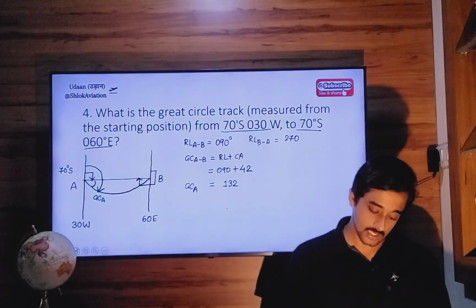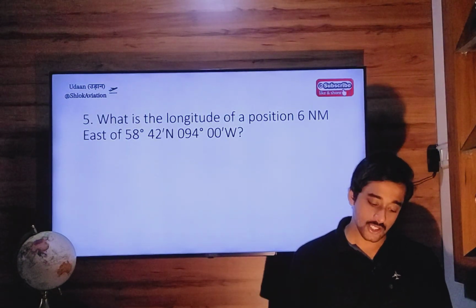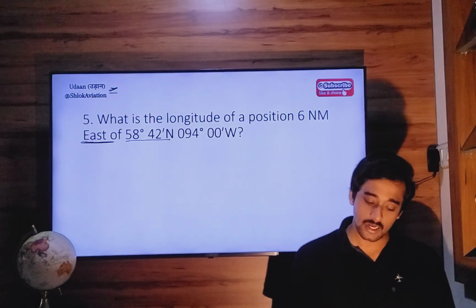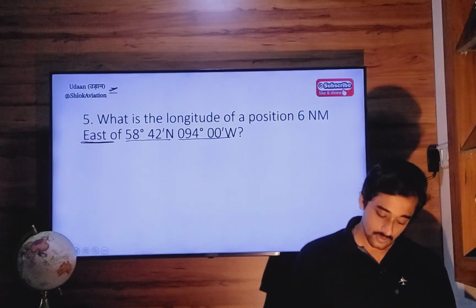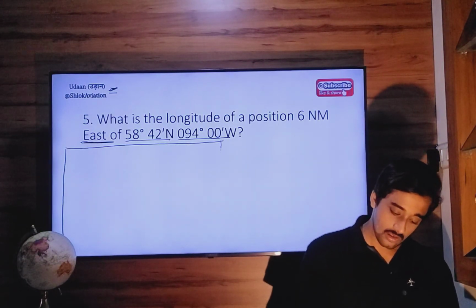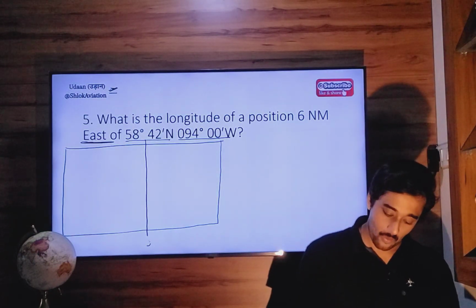Easy. Next. What is the longitude of a position which is 6 miles to the east of 58 degree 42 minutes north, 94 degree west? So this is your earth. This is your prime meridian 0 degree.